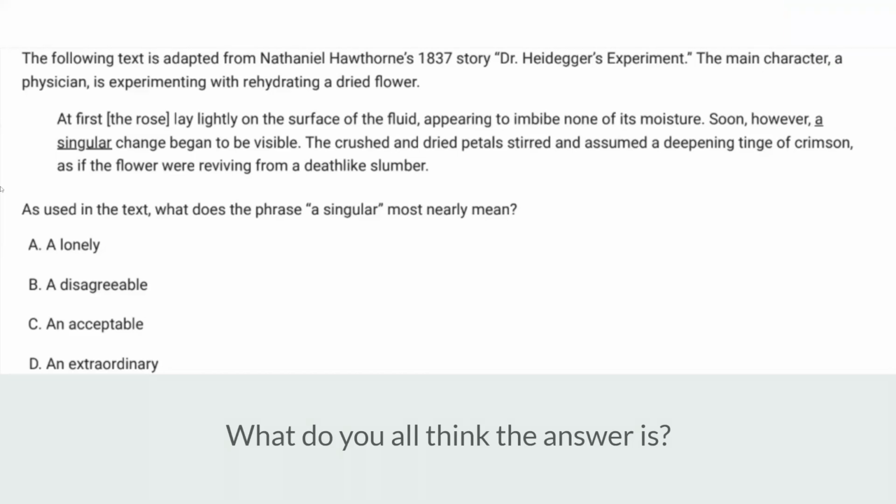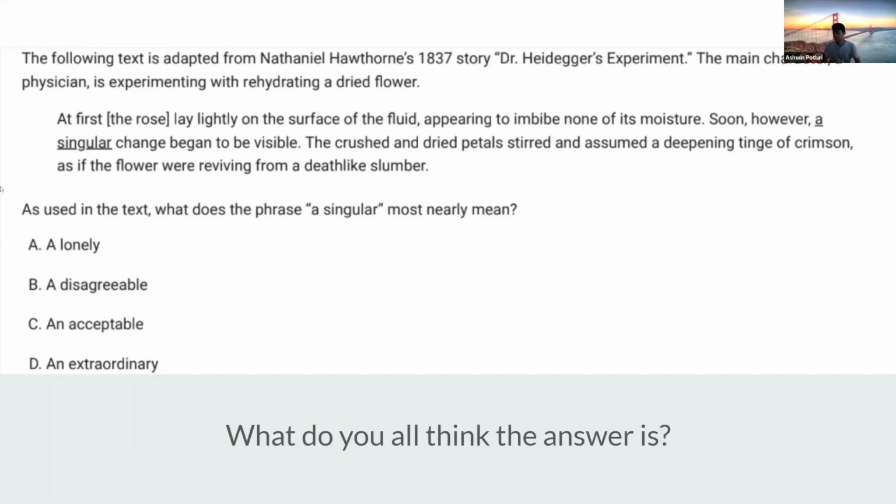So it does not make much sense, because everything in this is positive. The rose began to bloom, its petals began to turn red, and the flower was reviving itself. Those are all positive and good things, not bad things. And nowhere does it say that this change is not accepted. So B is discarded. That's one of the completely wrong answer choices.